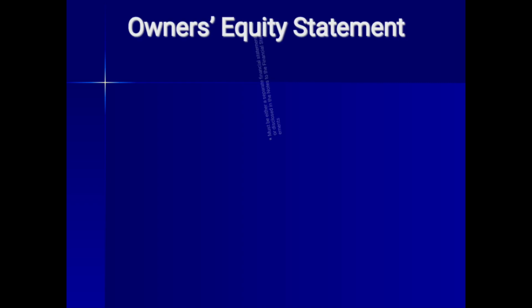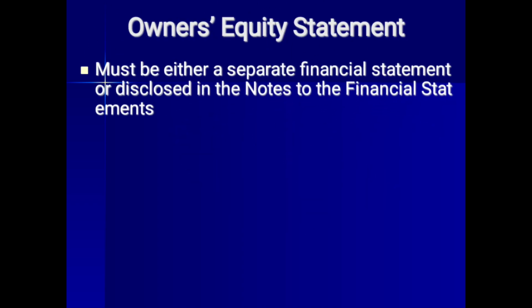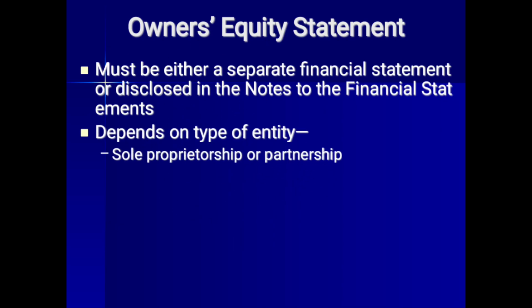The next thing is the owner's equity statement. The owner's equity statement should be a separate concept. We have sole proprietors or partnerships, so the types of entrepreneurs come in here. The first is the sole proprietor. Sole proprietor means one individual person starts the business and runs the business. That is called a sole proprietorship.